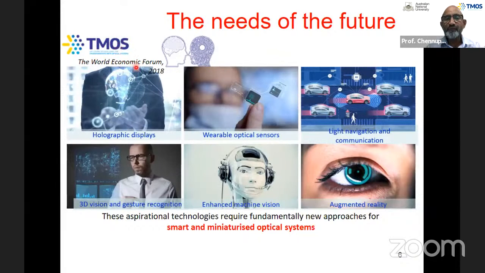The World Economic Forum has identified the future technologies needed for a wide variety of applications, including holographic displays, wearable optical sensors, light navigation and communication, autonomous vehicles, 3D vision and gesture recognition, enhanced machine vision, and augmented reality. They will all require fundamentally new approaches for smart and miniaturized optical systems. That's why we're interested in developing nanoscale optical systems and microscale optical systems, and that's the aim of our Center of Excellence.